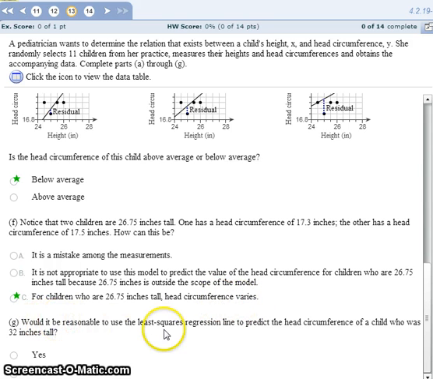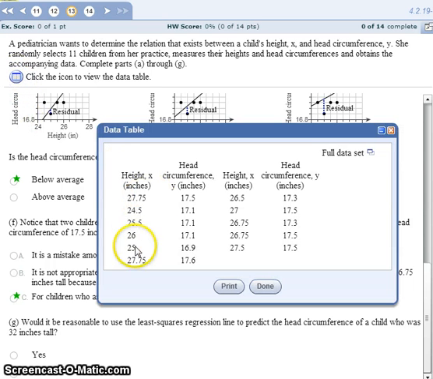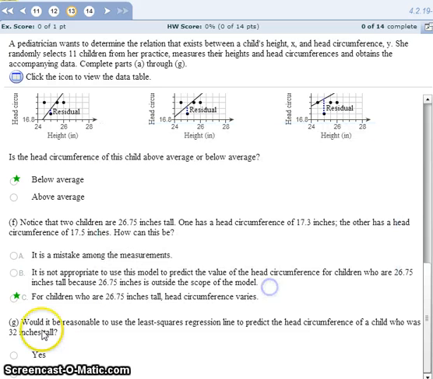And would it be reasonable to use our least squares regression line to predict the head circumference of a child 32 inches tall? The answer is no. Again, our data really only works for about 24 to 28 inches tall. That's where our data ranges from. So we definitely don't want to go outside that range to make predictions. So 32 is definitely outside that range.